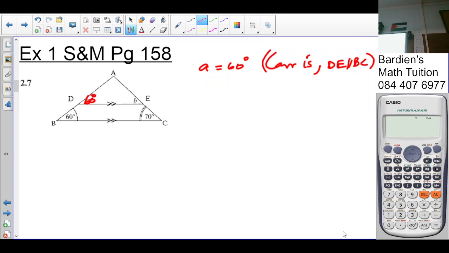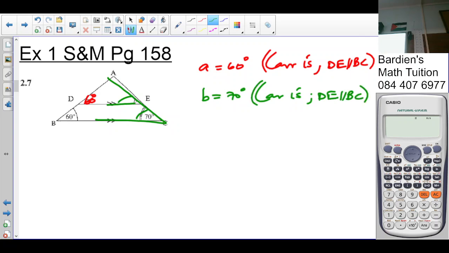Now what? B is equal to 70 degrees. Also correct. The F is lying that way. Can you see that, people? So B is equal to 70 degrees. Corresponding angles with DE being parallel to BC. Okay. Any confusion there? Any confusion? No?